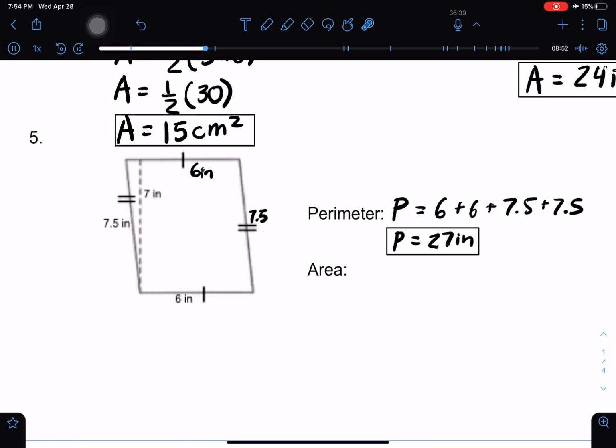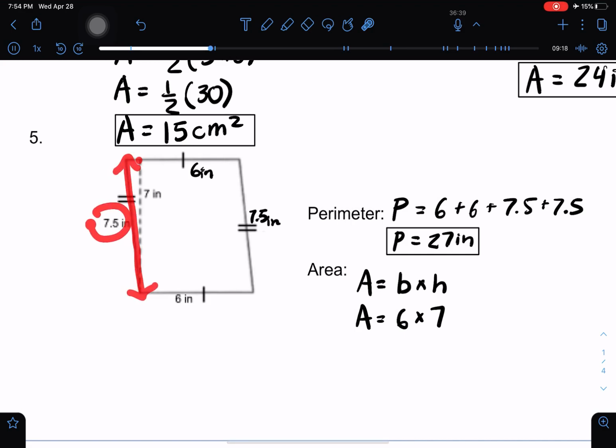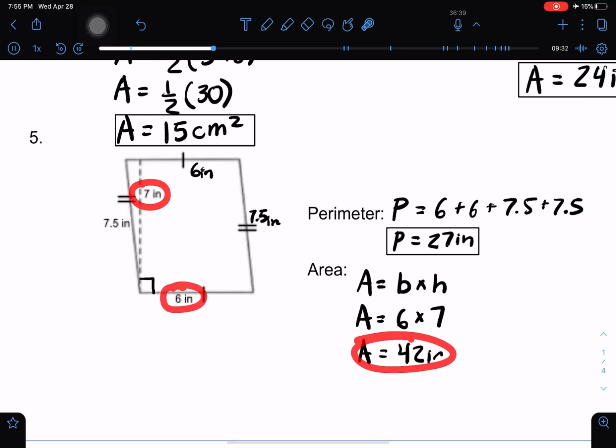We can move ahead onto the area. The formula for area, again, is going to be base times height because it's a parallelogram. I can say area equals 6 inches times a height of 7. Again, this shape might be a little more confusing because it's not as slanted. We might think that that 7.5 is our height, but we need to remember that that does not form a right angle at the bottom as this dotted line does. So 7 inches is our height. And we can now go ahead and say that our area is 42 inches squared.